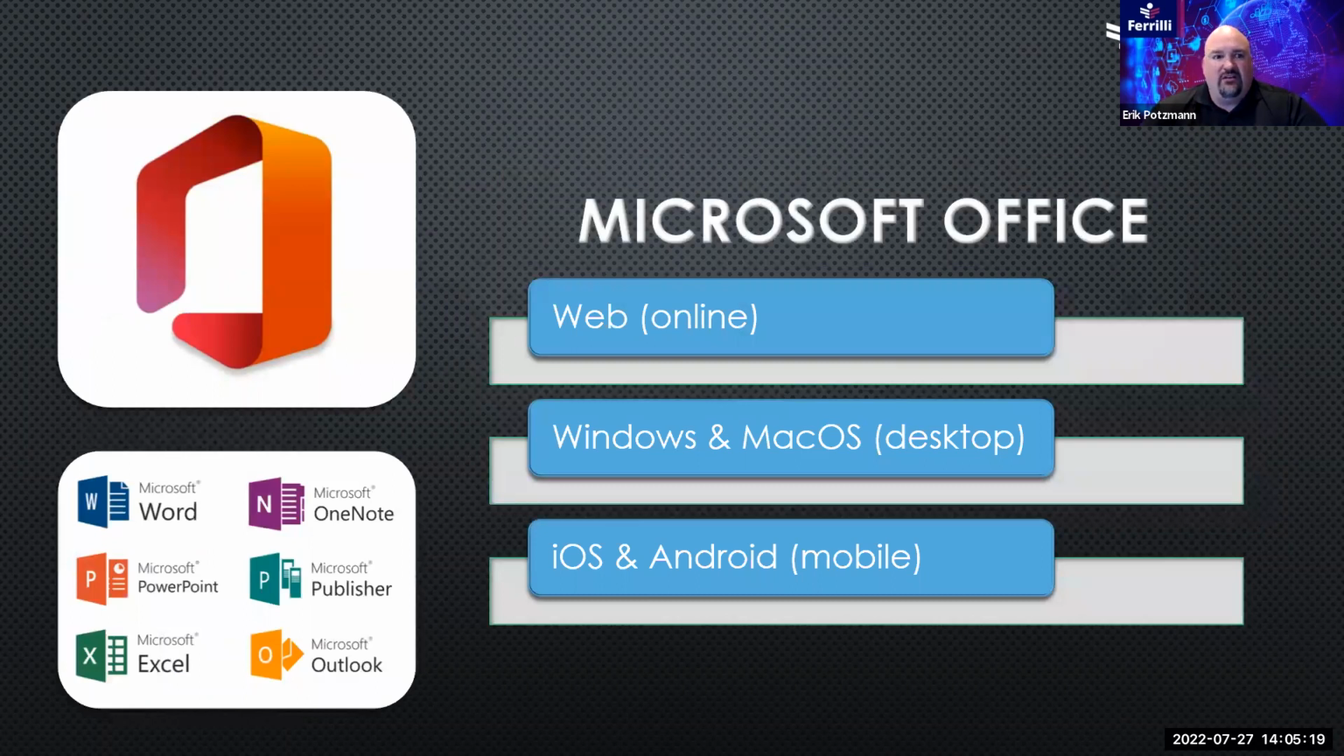The next thing you get is the Microsoft Office Suite. There's several different versions that you get access to. The first one is the web or online version of it. Basically opens everything in your browser. You do get the desktop client that works on both Windows and Mac OS using Click-to-Run technology.